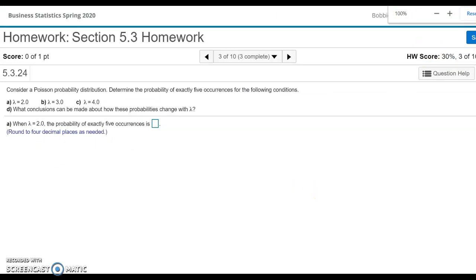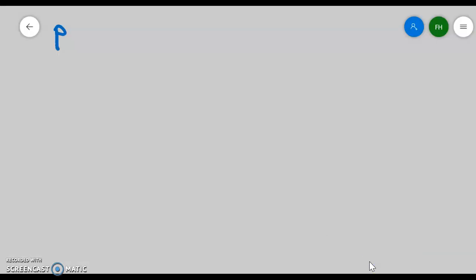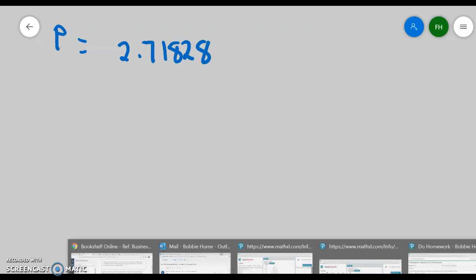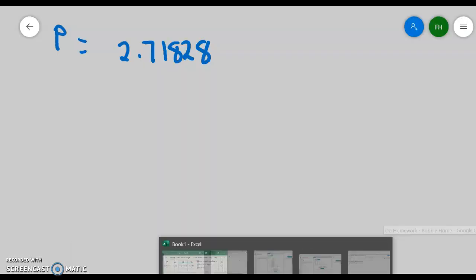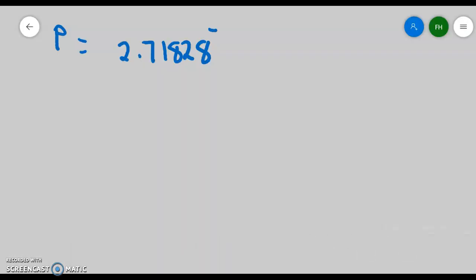So the formula is, you're going to use e, which is 2.71828, raised to the negative mean, and the mean is 2 on the first one. And then times the mean of 2 to the x, which is 5, because we're wanting 5 occurrences, over 5 factorial. So I'm going to put that in the calculator.